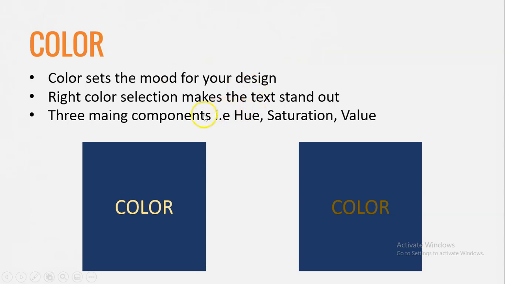There are three main components of color: hue, saturation and value. You can see here that on the dark background a light color is being used, and this is making it stand out. Contrary to this, a dark color is being used on a dark background, and it doesn't look better. It is not visible, not readable, and it is not appealing.